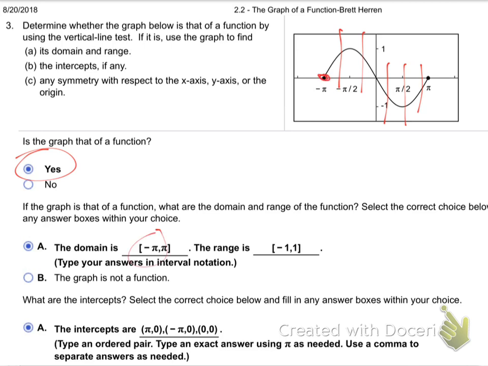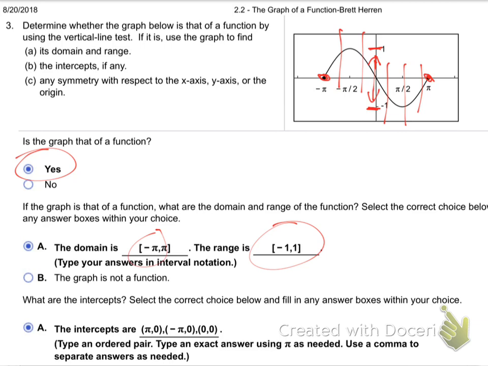Domain is negative pi to positive pi, left edge, right edge. The range, you can see the answer right there. Negative 1, that's the lowest. The highest, there's the range: negative 1 to positive 1. That good?